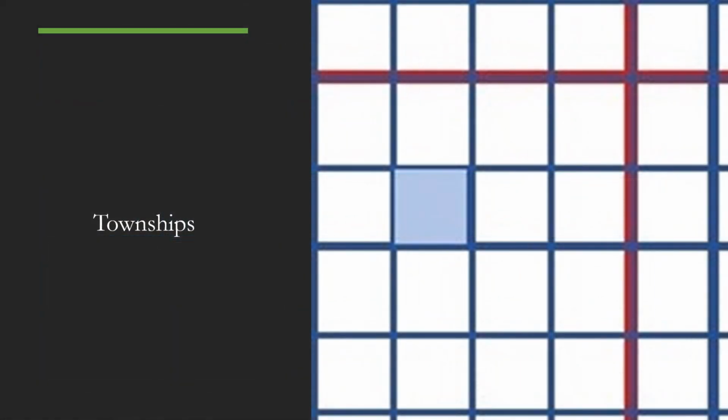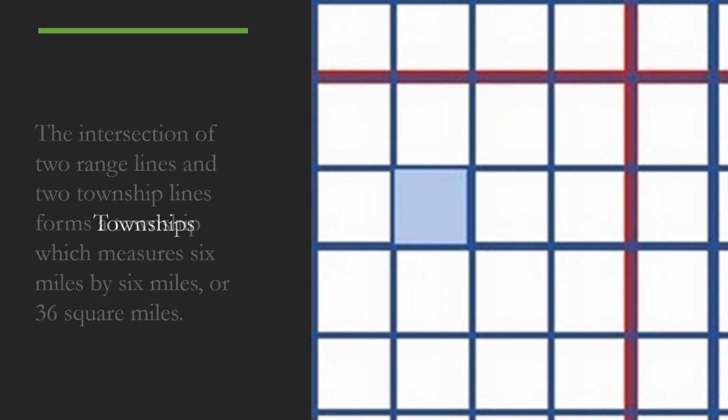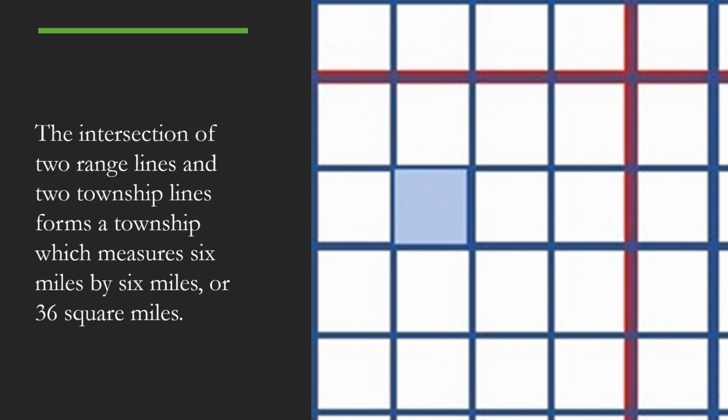Townships. The intersection of two range lines and two township lines form a township, which measures 6 miles by 6 miles, or 36 square miles.